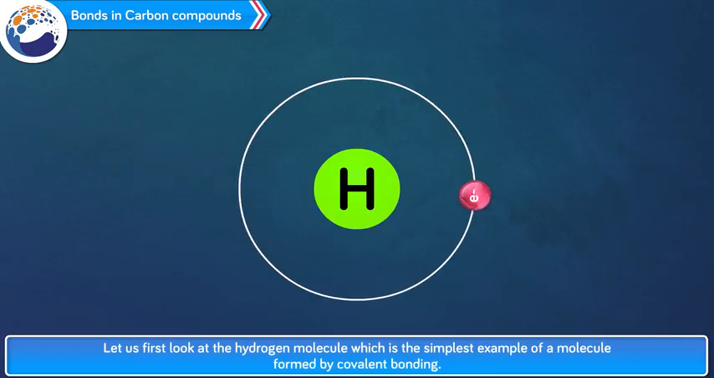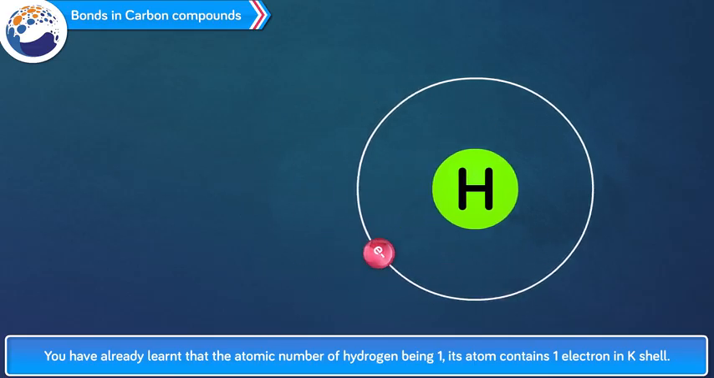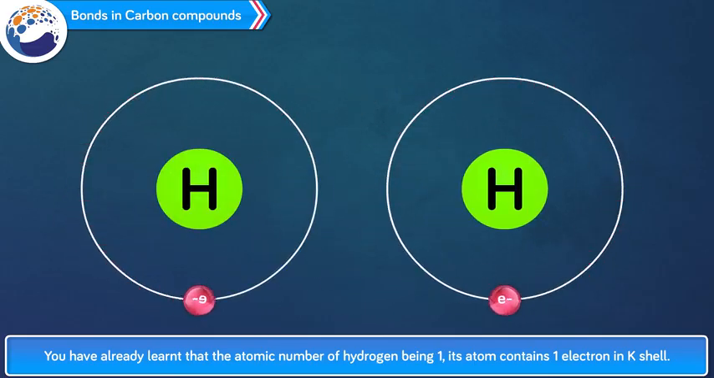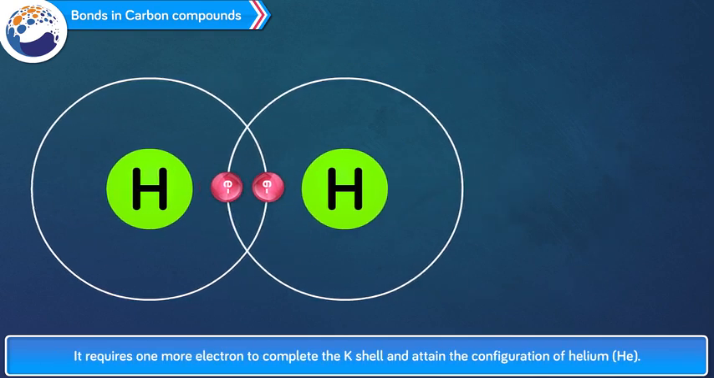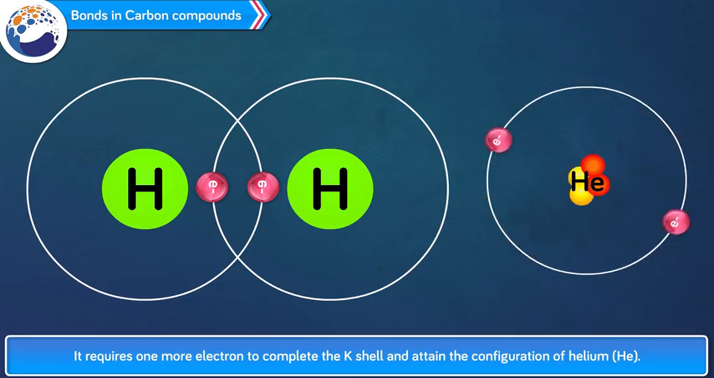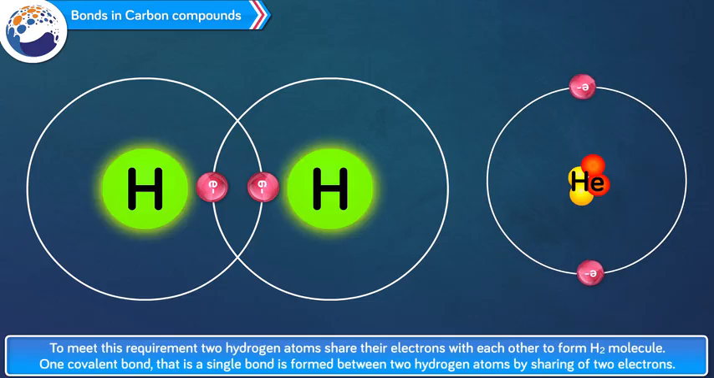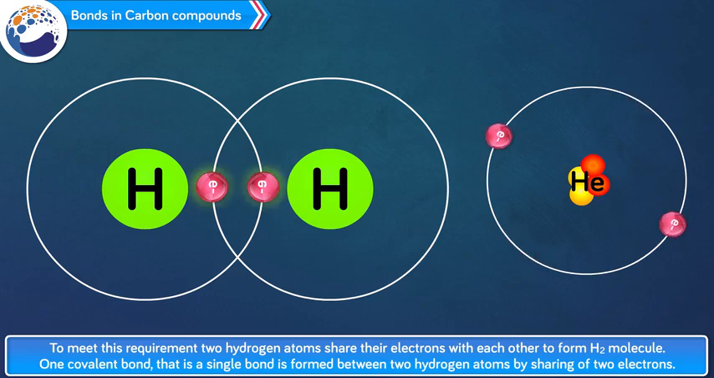Let us first look at the hydrogen molecule, which is the simplest example of a molecule formed by covalent bonding. You have already learned that the atomic number of hydrogen being 1, its atom contains one electron in the K shell. It requires one more electron to complete the K shell and attain the configuration of helium, He. To meet this requirement, two hydrogen atoms share their electrons with each other to form an H2 molecule. One covalent bond, that is a single bond, is formed between two hydrogen atoms by sharing of two electrons.